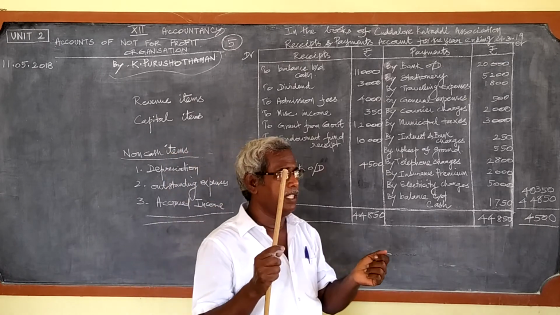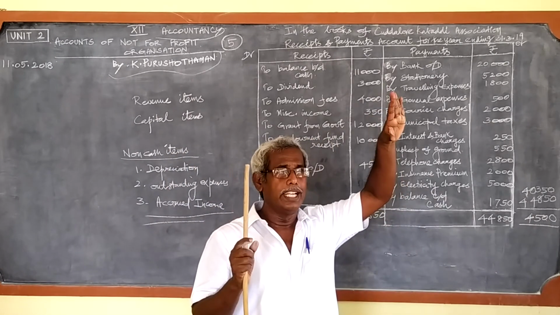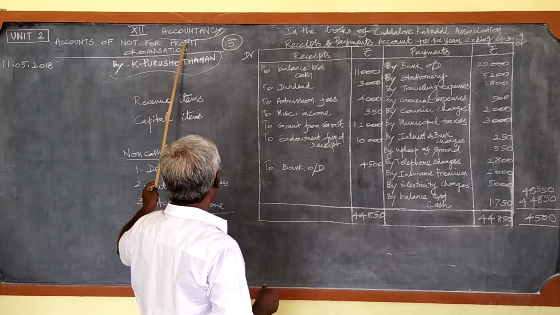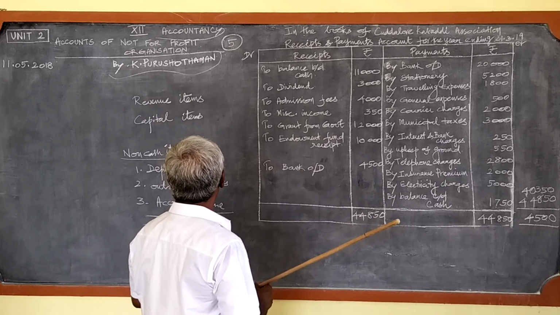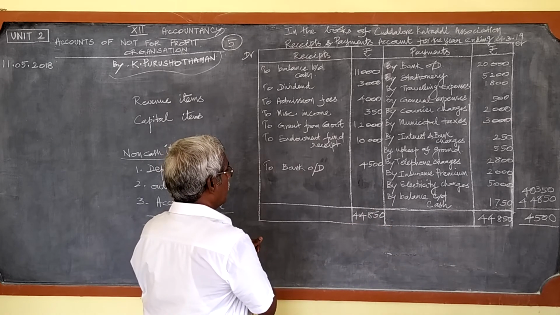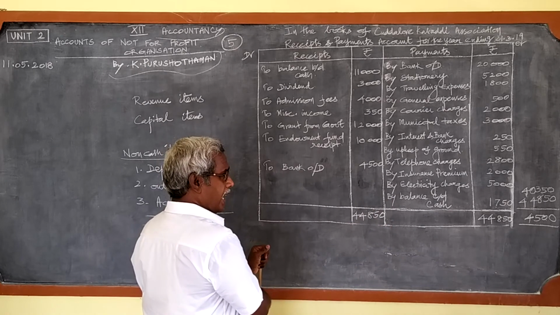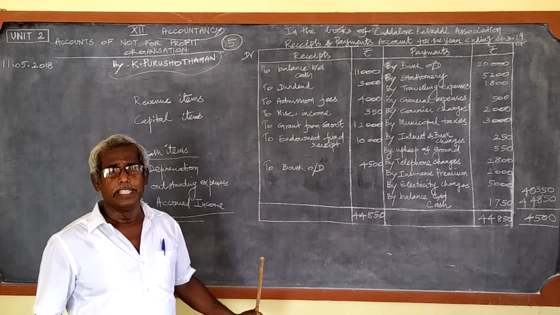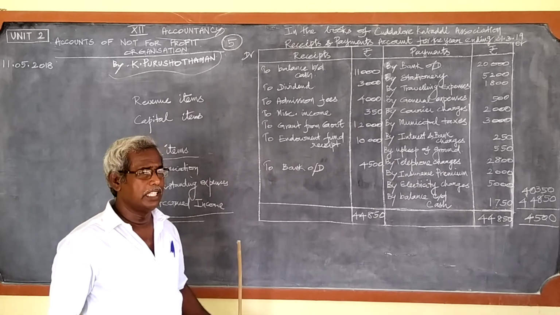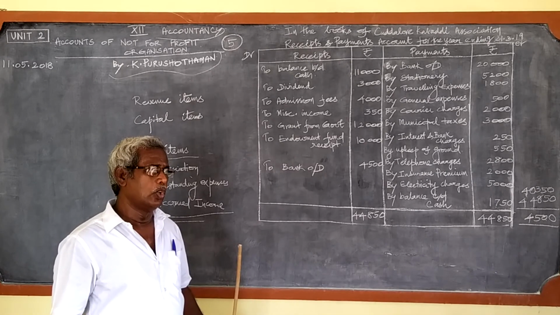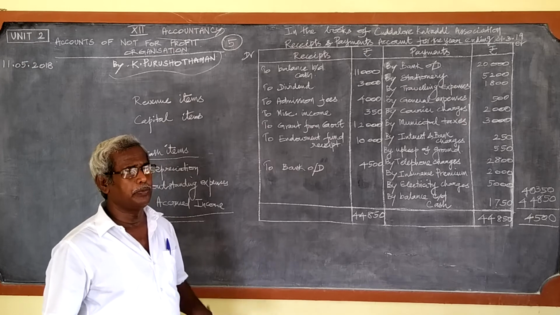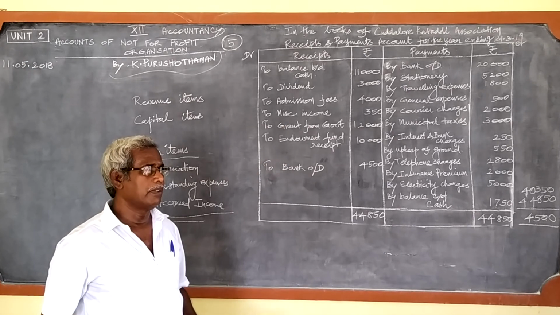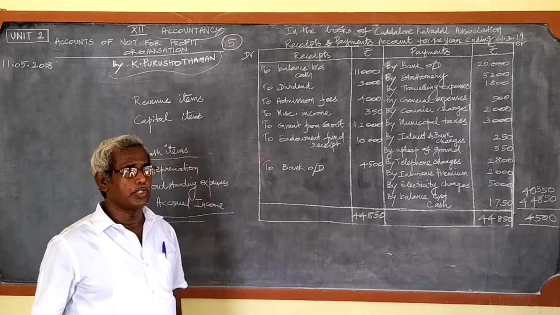So far, we have completed the first part of the accounts under this chapter, accounts of not-for-profit organizations. And what are the three types of accounts we will have to prepare? I said in previous classes: receipts and payments account, income and expenditure account, and the third one is balance sheet. Now, we are coming to the end of preparing the receipts and payments account. Almost the first part of preparing the accounts is over.